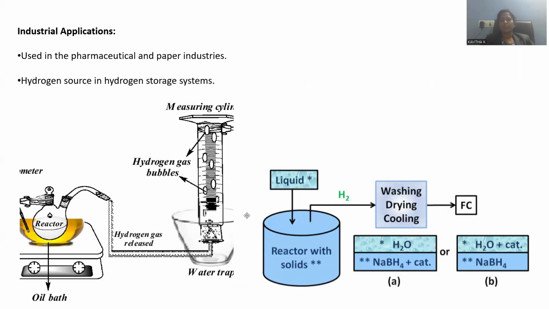And the most important application of sodium borohydride is the generation of hydrogen gas. Hydrogen is regarded as the fuel of the future. That hydrogen is generated whenever sodium borohydride is blended with a catalyst and water is added. Through water reactivity, it liberates hydrogen gas. That hydrogen generation is most important in industrial scale preparation.